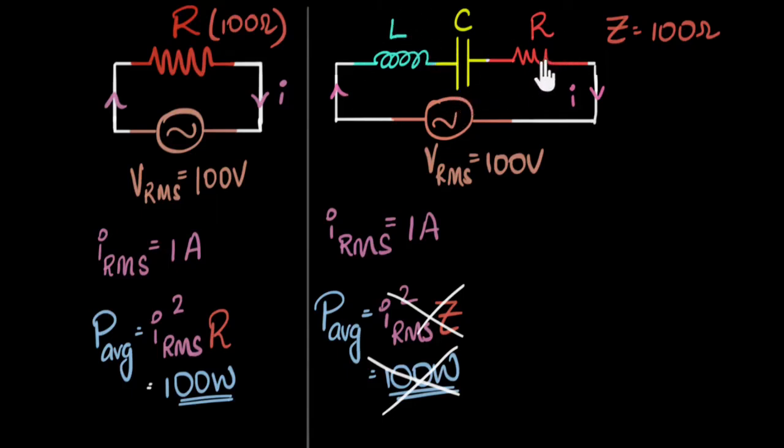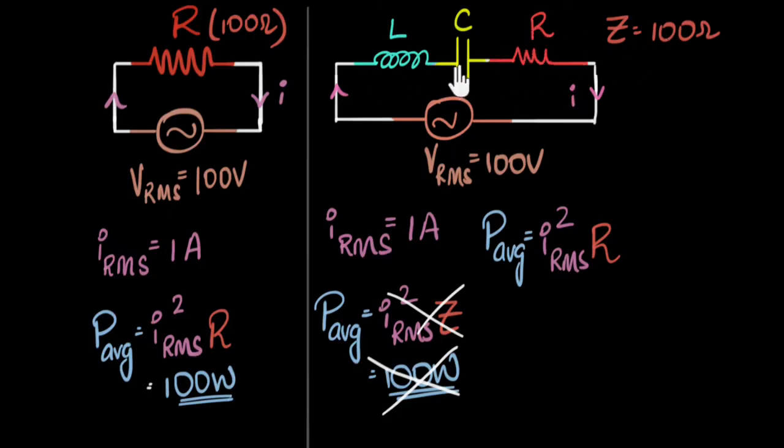Only the resistive part of it consumes power, which means even in this circuit, the average power consumed would only be the power consumed by the resistor. So it'll still be I_RMS squared times R. And so would it be the same as before? No, because before the entire resistance was 100 ohms. This time the total impedance is 100 ohms, and therefore the resistance would definitely be less than that.